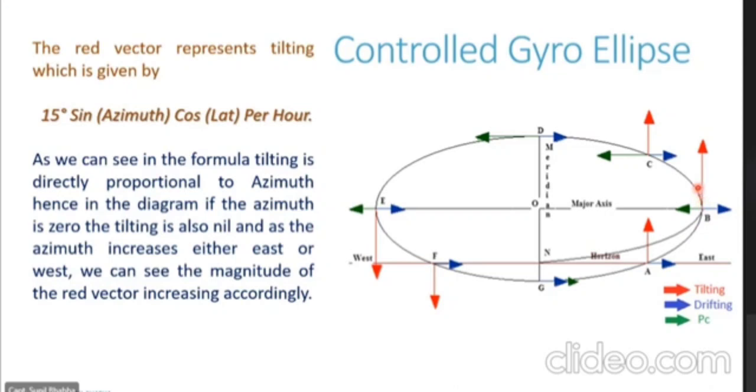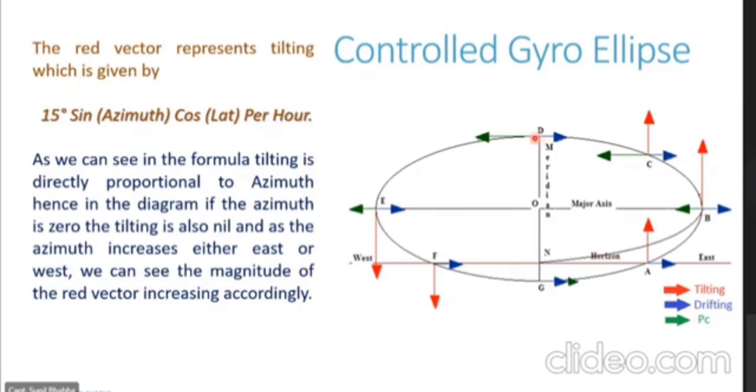After point B, the spin axis moves on to point C here, point Charlie. Now at point Charlie, the azimuth is reducing because the spin axis is coming back towards the meridian. With the azimuth reducing, the tilting also reduces. Tilting is directly proportional to azimuth. So tilting also reduces, and you see the tilting vector becoming shorter than what it was at point Bravo. As you go from Charlie to Delta, at point Delta, the azimuth becomes zero. So going from point Charlie to point Delta, as the azimuth keeps coming down, the tilting vector also reduces in magnitude and eventually becomes zero at point Delta.